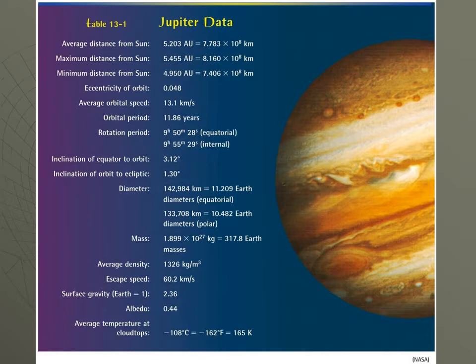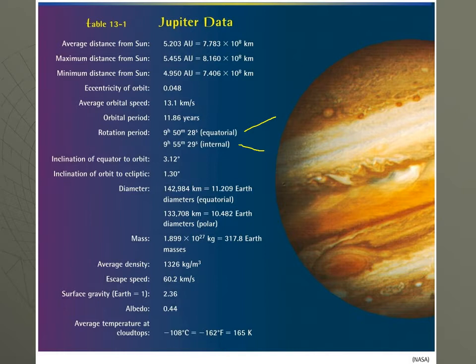Now, here's the interesting thing. The equator rotates in about 9 hours, 50 minutes, and 28 seconds, but the polar regions rotate a little bit slower, and the inside rotates a little bit slower: 9 hours, 55 minutes, and 29 seconds. So what's going on here? This is what we call differential rotation. You can read more about it in the textbook. But differential rotation basically means that different parts of the world rotate at different speeds.